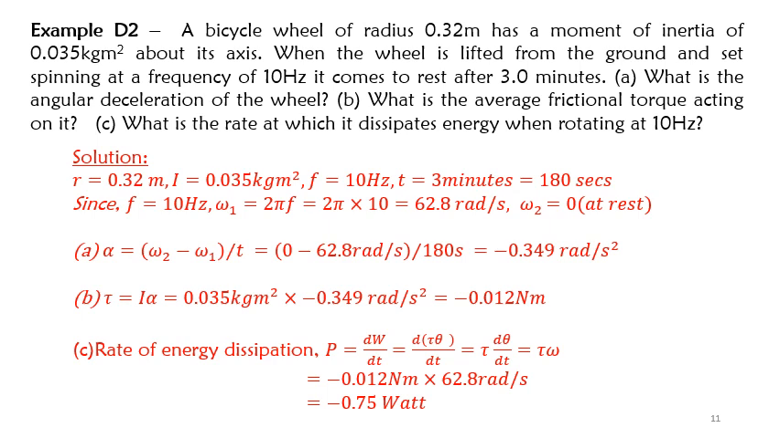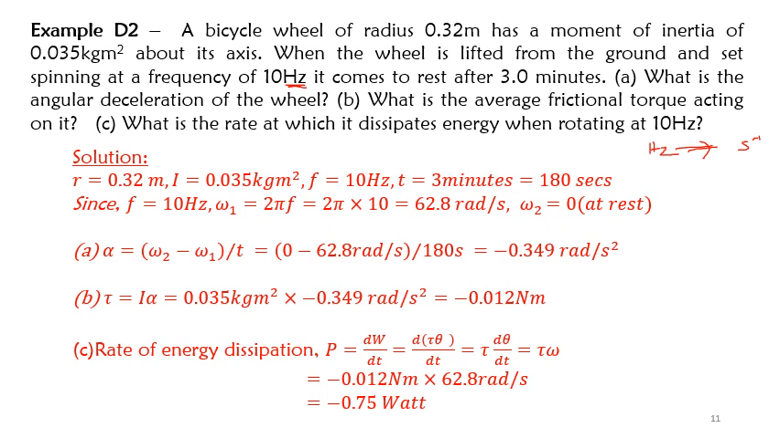Anytime you see Hz, the unit of frequency, it means per second. And 2 pi, the unit is radian. That's why you have 62.8 radian per second. Then omega 2, the final angular velocity, is 0, coming to rest.